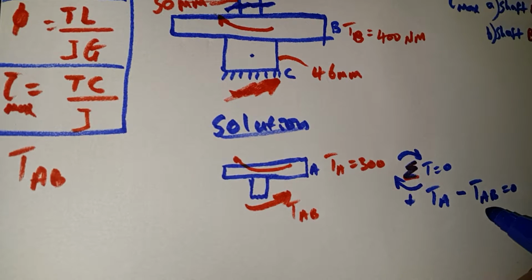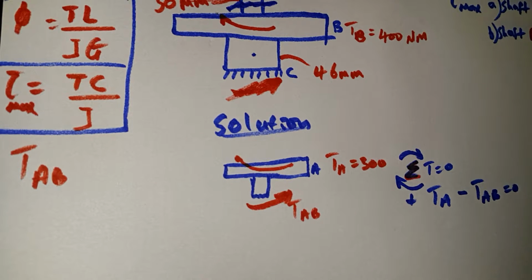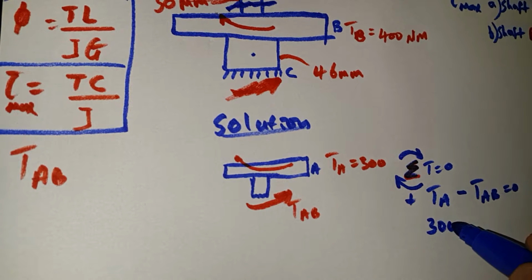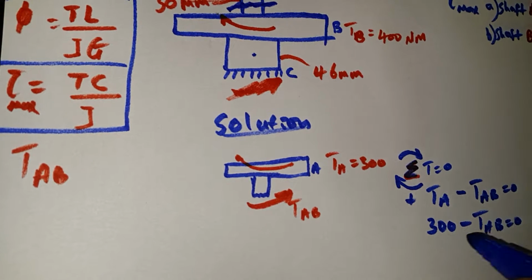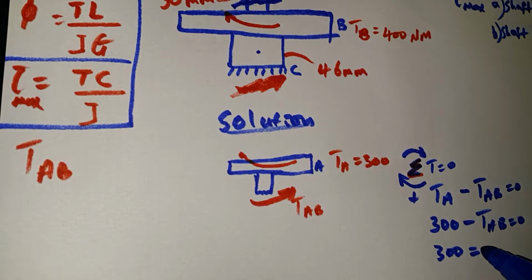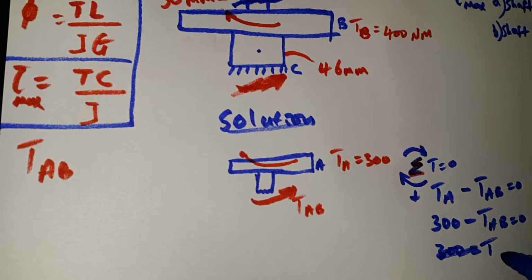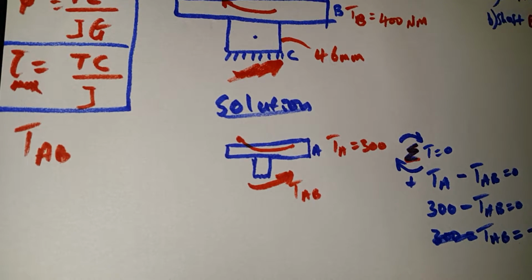So from here we say that 300 minus TAB is equal to 0. When this crosses, 300 is equal to TAB. So when this crosses, TAB is equal to minus 300.